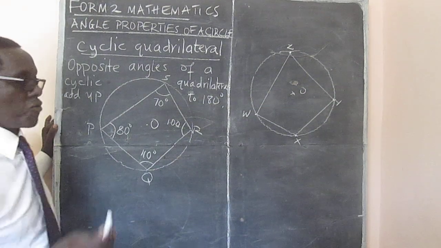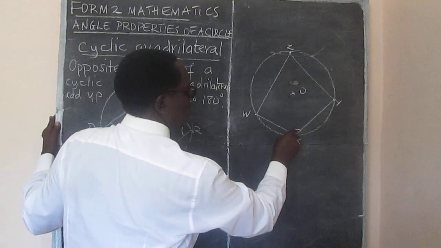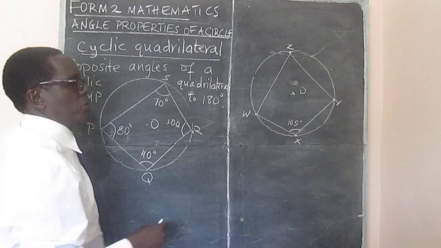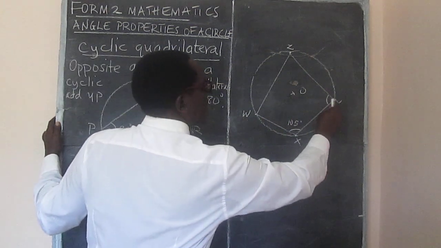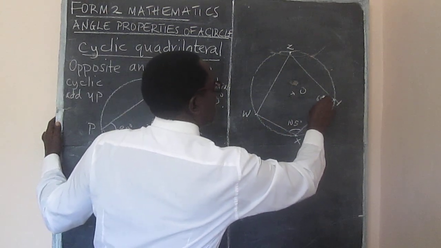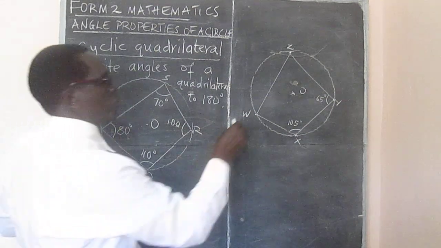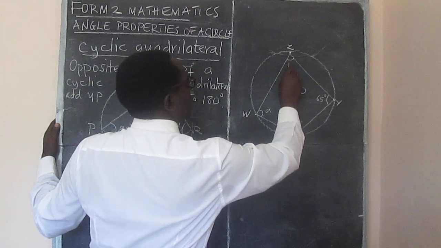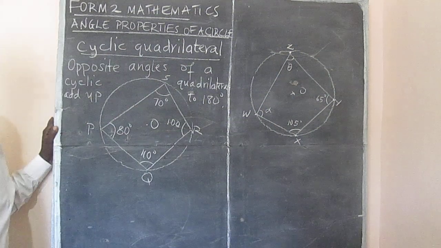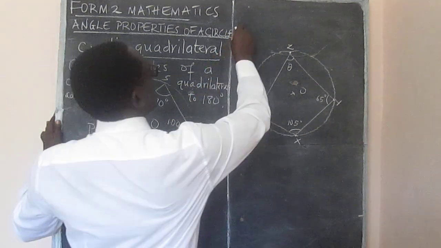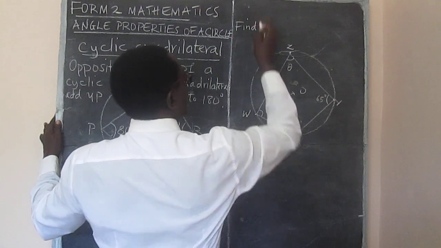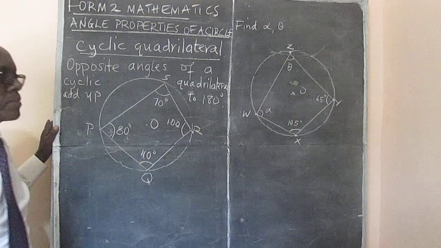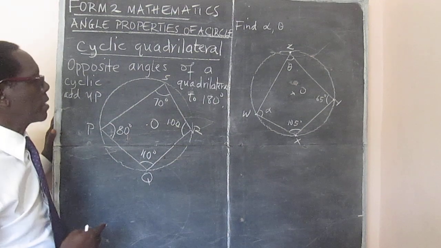And so we're saying, if you are given this, we are told that this is 105 degrees, and we are also given this one. We are told that it is 65 degrees. We can find out this one. Let's call that alpha, and let's call this one theta. So our question in this case is find alpha and theta. We'll apply the theorem straight away.